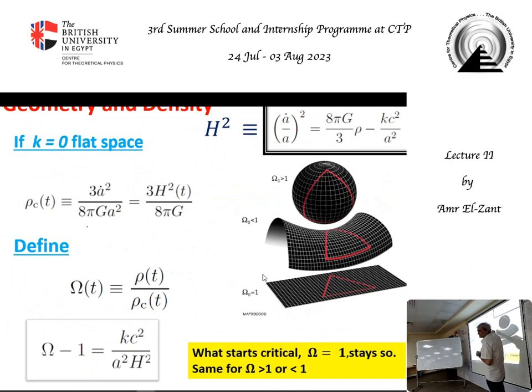This is a very important cosmological parameter: the ratio of the density that we try to measure in the universe and the critical density that makes it critical.